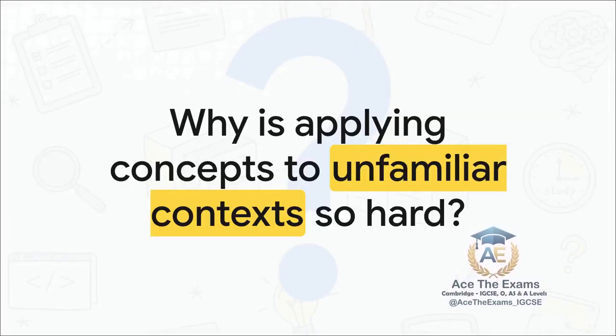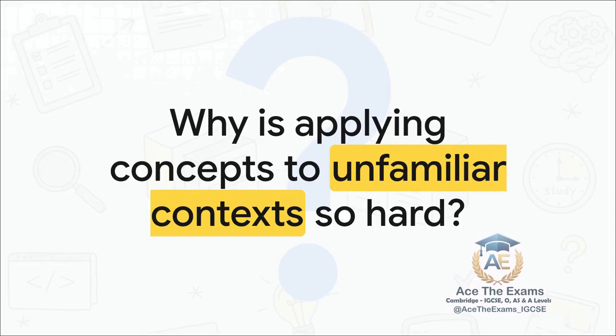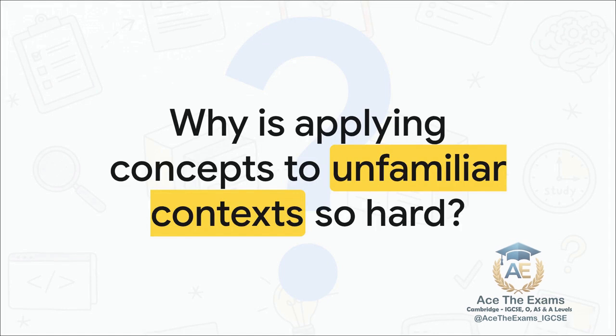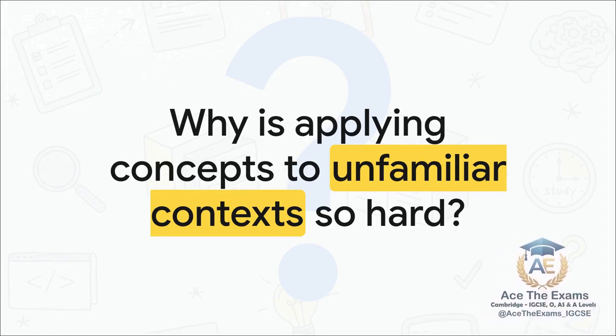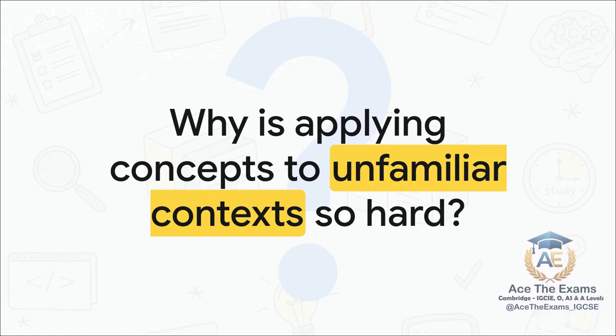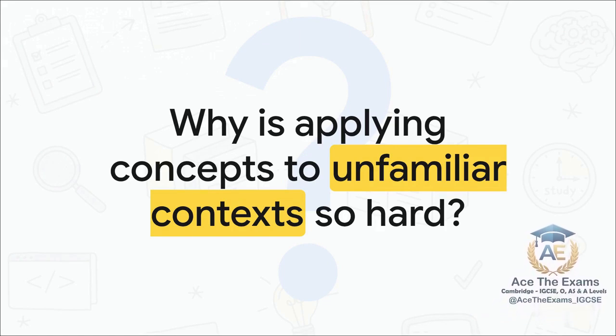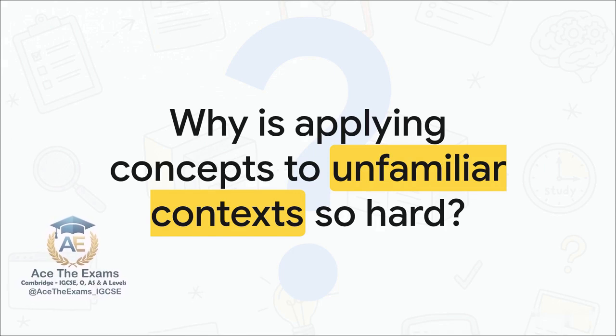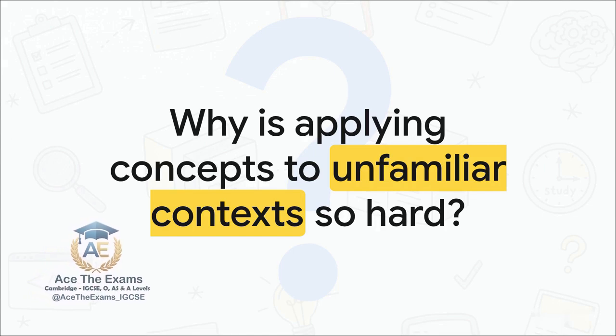Why do students find applying concepts to unfamiliar contexts so incredibly hard? It's the #1 roadblock to achieving that A star. It usually happens because a student has memorized what a concept is, but hasn't practiced how to dismantle a brand new problem to see where that concept actually fits. They freeze up entirely when the scenario doesn't exactly match their past practice papers. But don't worry, because we're going to reveal the exact algorithmic solution to this problem right now.